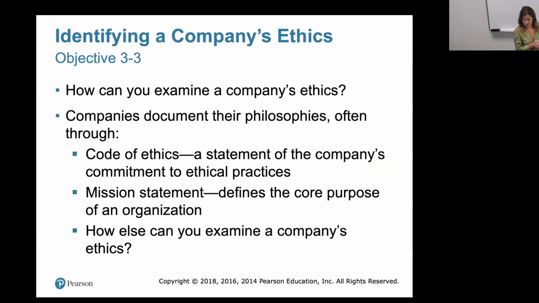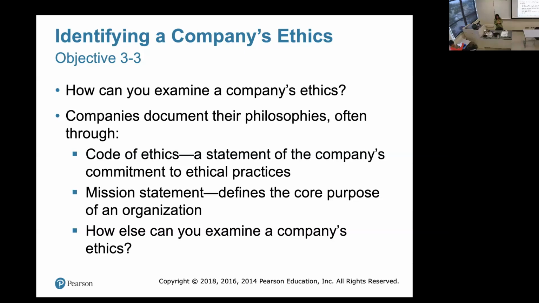Anyway, identifying a company's ethics. So what do companies do? How can you examine a company's ethics? You're going to graduate one day and look for a job, and you probably want to work for a company that has a good reputation and good ethics, because it's not fun to work for a company that doesn't. You don't feel good working for a company that cheats and does the wrong thing, or where the values don't match with yours, right? So you want to do some research.